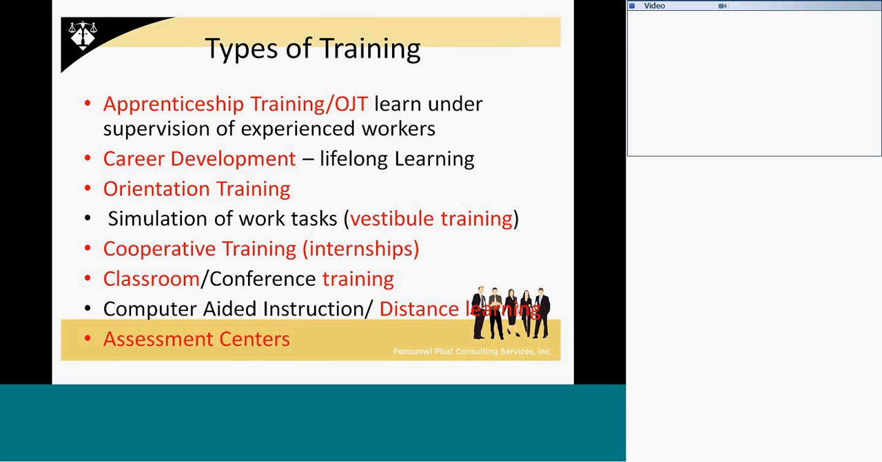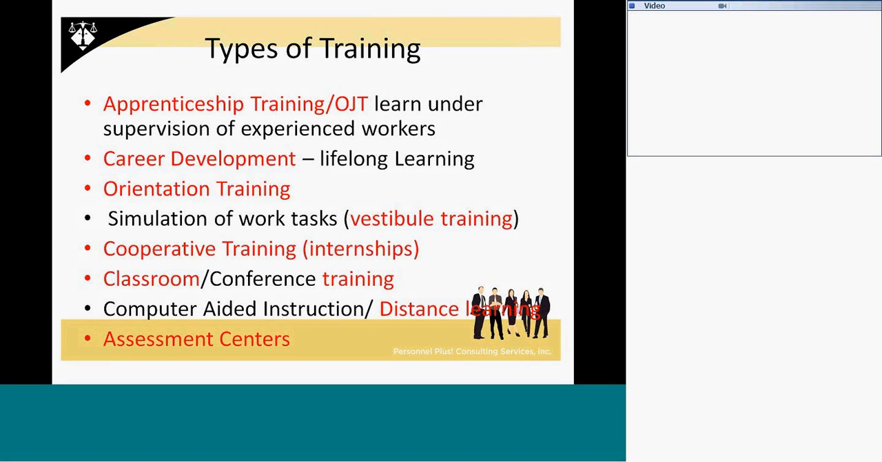Last, vestibule training has been on both tests that I've taken, and vestibule training is basically a simulation kind of thing. Instead of being on the work floor, you're out in the vestibule. What you're doing is the simulation of making a loaf of bread or a simulation of other tasks that are part of the job.